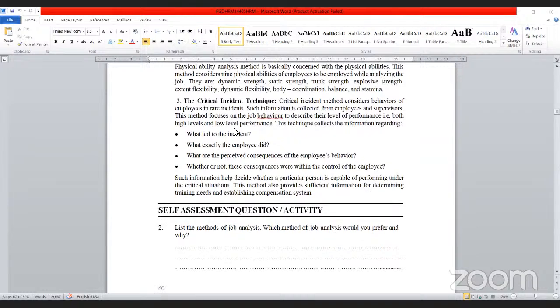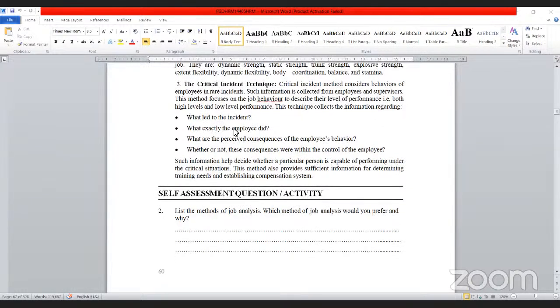Then you have the critical incident technique. This is where information is collected from the employees and supervisors. This method focuses on job behavior to describe their level of performance, both high level and low level performance. So it collects information like what led to the incident, what exactly the employee did, what are the perceived consequences of the employee's behavior, and whether or not these consequences were within the control of the employee.